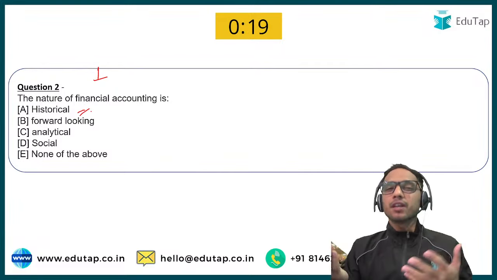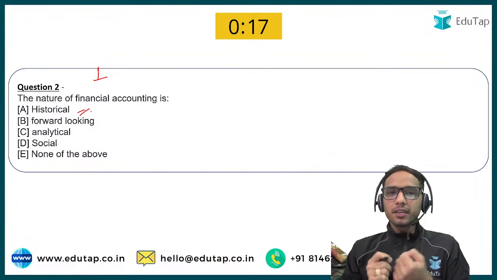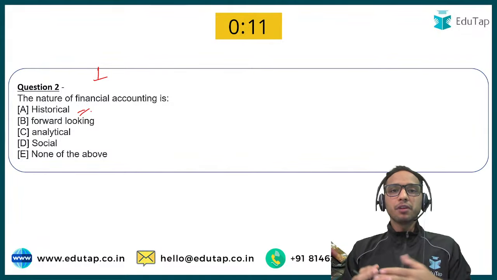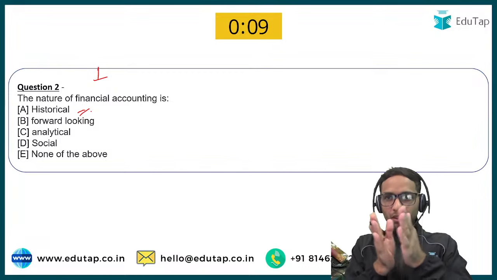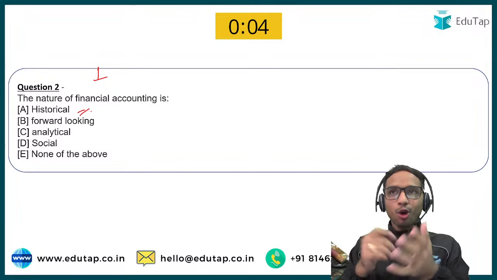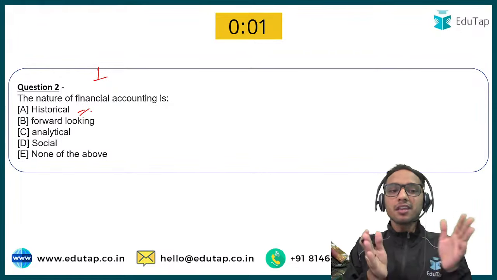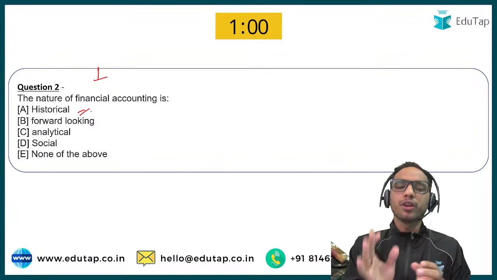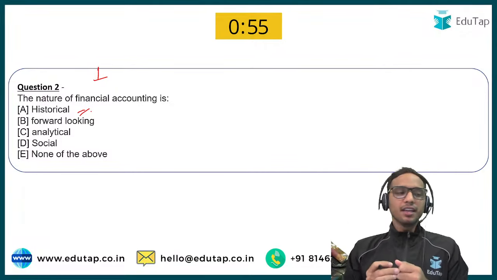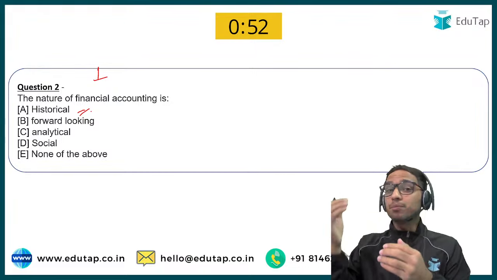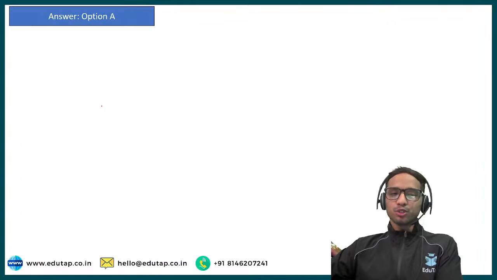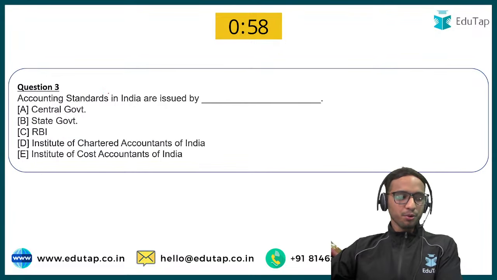Basically, what is financial accounting? Financial accounting is recording the transaction, isn't it? And it is preparing the balance sheet, cash flow, and the profit and loss account based on the past financial year. So it is the record of transactions that have occurred in the past, and the more appropriate answer is historical. If the question had asked the nature of management accounting, then what should the answer have been? Management accounting is forward looking, but financial accounting is historical. I can see most of you are correct here, so option number A is correct. That's good.